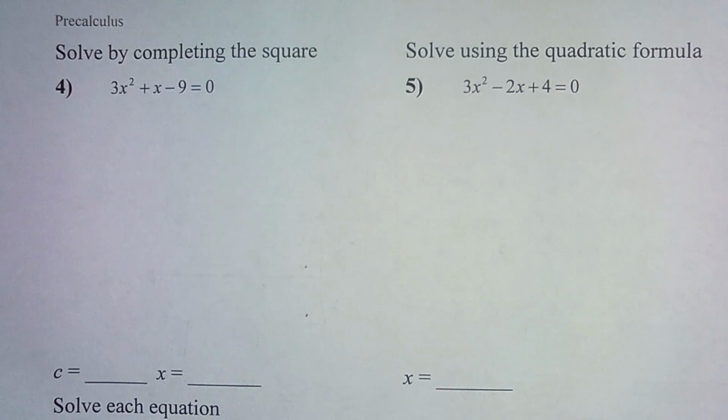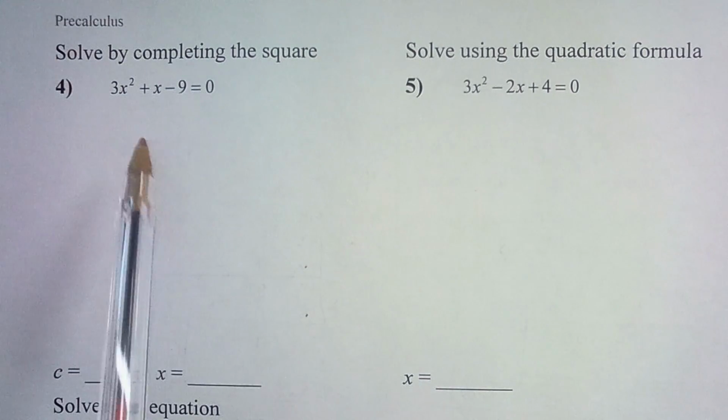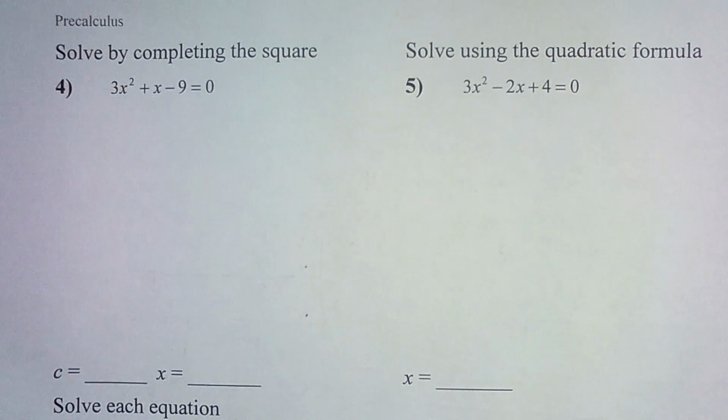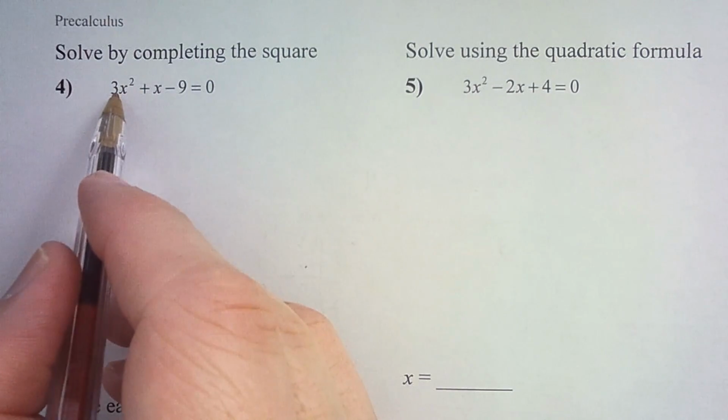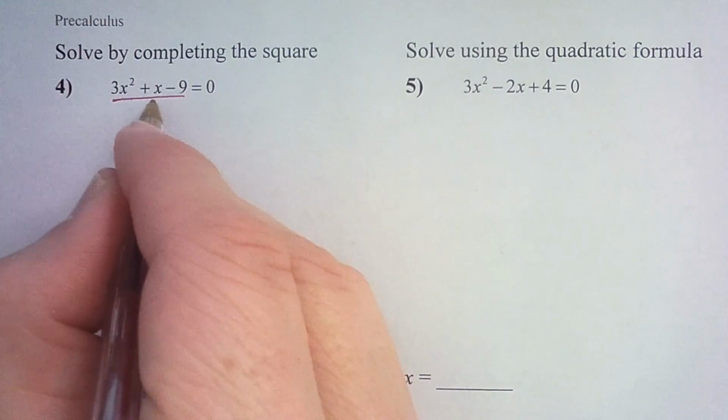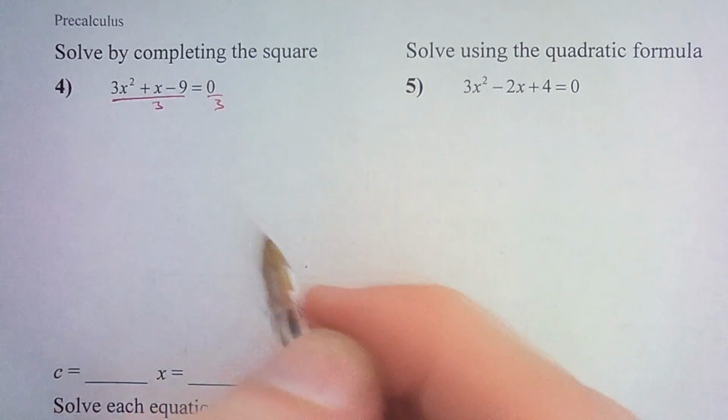We'll continue our review by solving a couple of quadratic equations, a rational equation, and a radical equation. So our first quadratic equation we are going to solve by completing the square. In order to complete the square, a has to be 1. So we have to divide every term by 3.